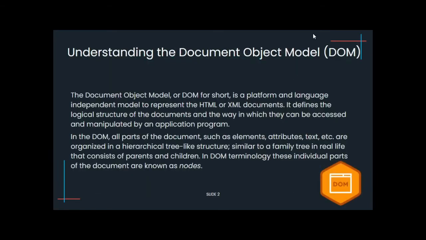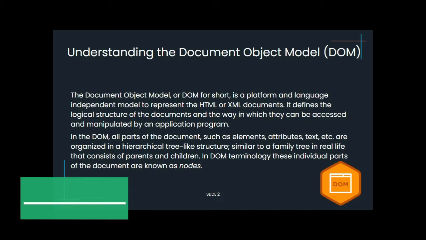So understanding the Document Object Model, or DOM. The Document Object Model, or DOM for short, is a platform and language independent model to represent HTML or XML documents. It defines the logical structure of the documents and the way in which they can be accessed and manipulated by an application program. In the DOM, all parts of the document, such as elements, attributes, text, etc., are organized in a hierarchical tree-like structure, similar to a family tree in real life, that consists of parents and children. In DOM terminology, these individual parts of the document are also known as nodes.